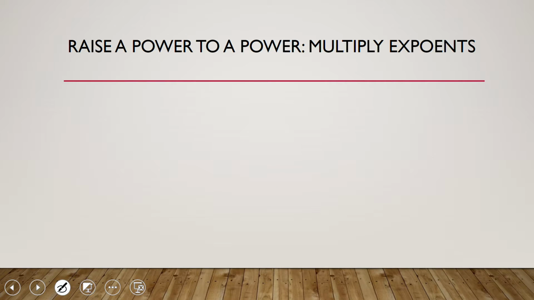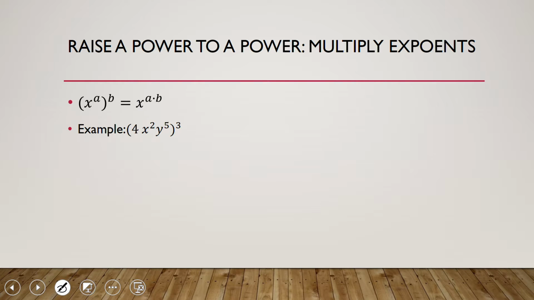Okay, our next rule is what happens when we raise a power to a power. That's when we have parentheses with another exponent outside it. When we do that, we found we should multiply those exponents. So x to the power a and then b. In that case, we'll have x to the power a times b.